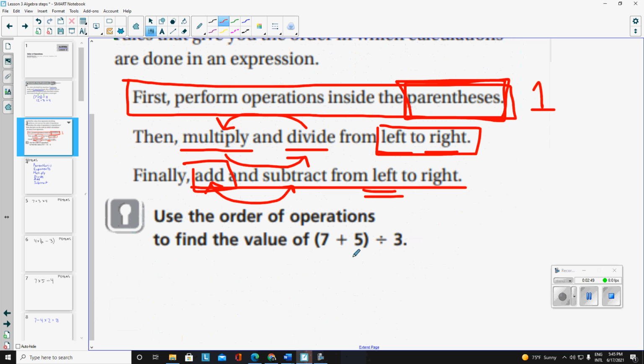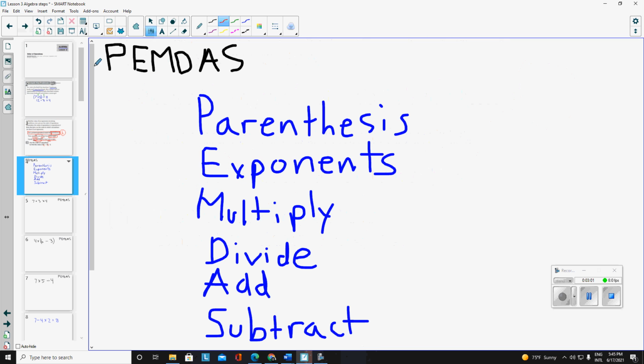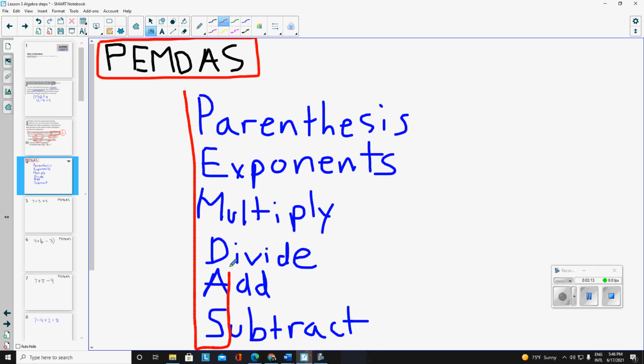So this one was easy because all you had is parentheses. But notice that you added first, then divided. Why? Because it was parentheses first. Now, here's another way that you can memorize this. It's called PEMDAS, okay? You don't really have to memorize it, but here it is, PEMDAS. This is the order of operations.